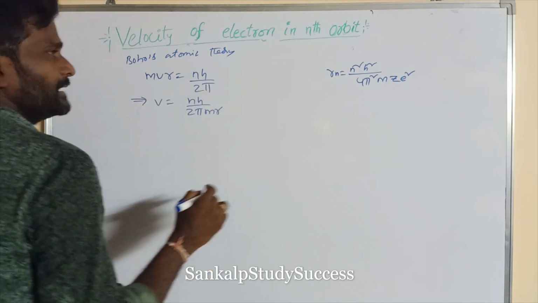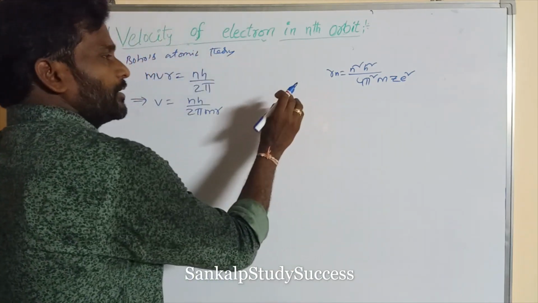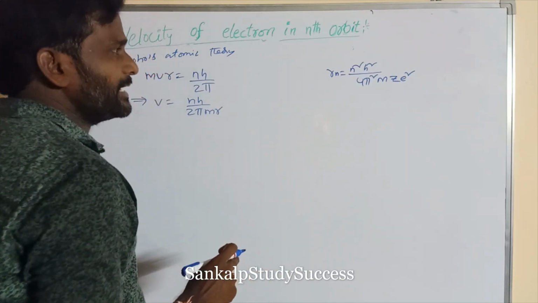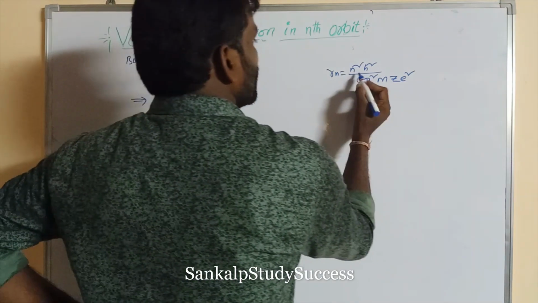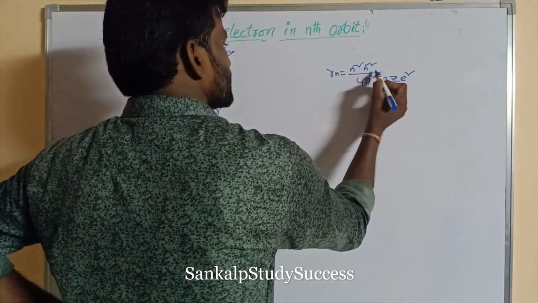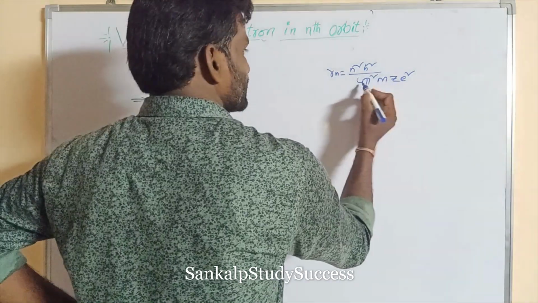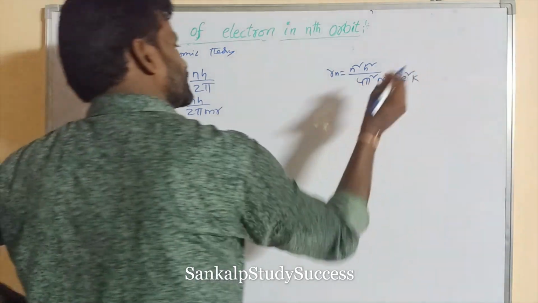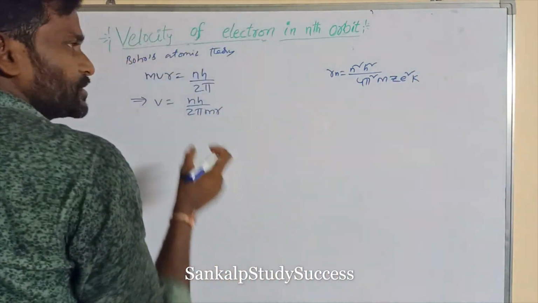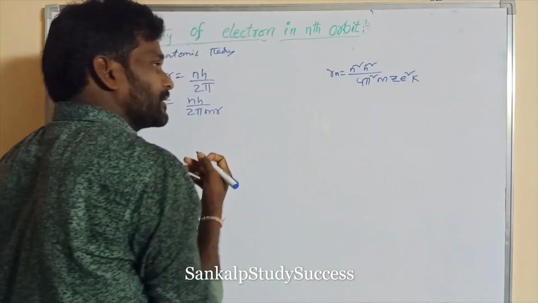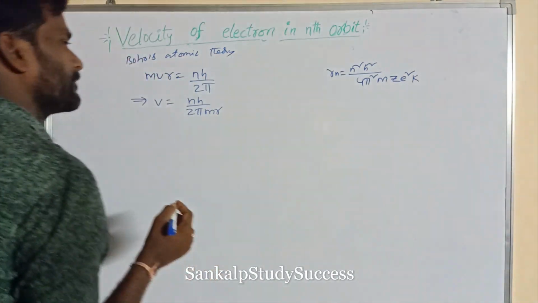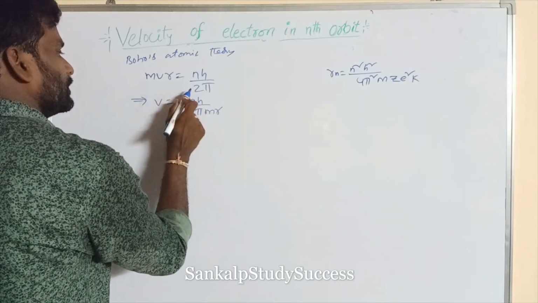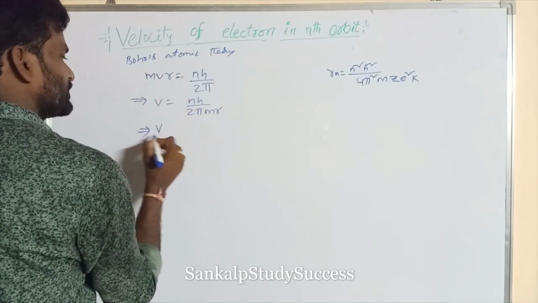Now, we know that in the previous video, we can determine the radius of orbit. rn is equal to n square h square by 4 pi square m z e square into k, right, where k is constant. Its value k is equal to 1 by 4 pi epsilon is equal to 9 into 10 to the power of 9. Now, so v means velocity of electron.